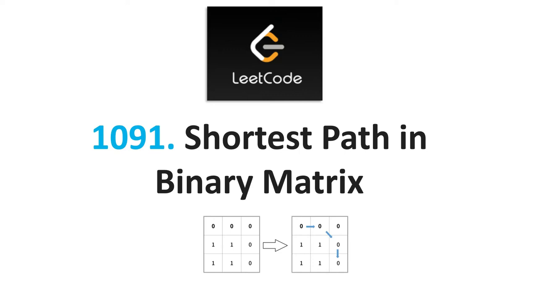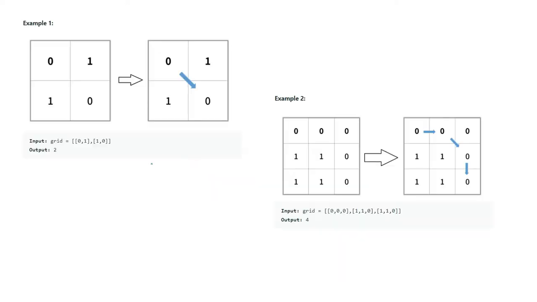Today we will discuss one problem from LeetCode, that is 1091, Shortest Path in Binary Matrix. So the problem statement is saying we will be given an m into n grid where all the cell values will be either 0 or 1. That is why it is called a binary matrix. Now 0 means we can go through that and 1 means it's a blockage kind of thing.